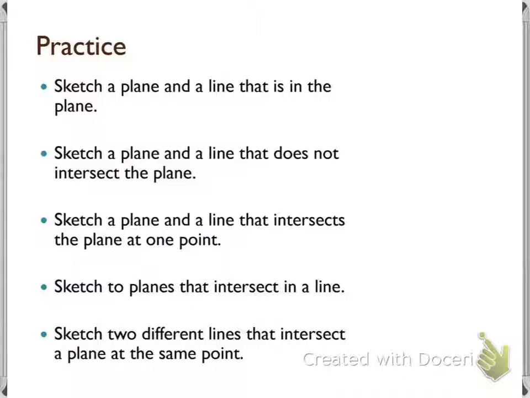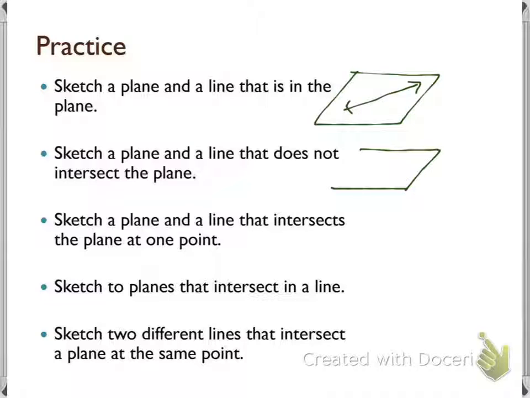Okay, now a few examples to do. So what you should probably do is pause the video, try to draw these out, and see if we get something similar. So sketch a plane and a line that is in the plane. So I'm going to draw a plane, and a line that's in the plane. So it's almost like I'm looking at my piece of paper and I have a line drawn on it. Okay, that's a pretty basic one. Sketch a plane and a line that does not intersect the plane.